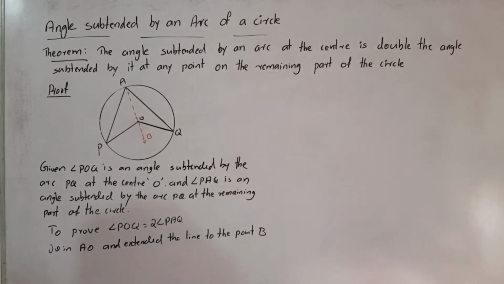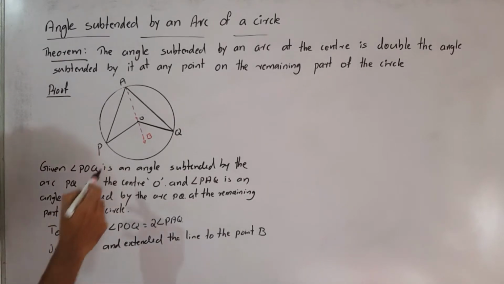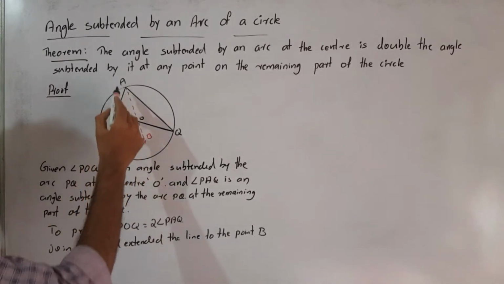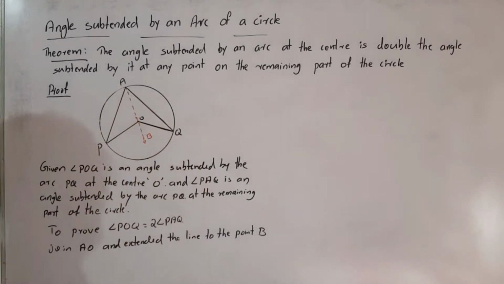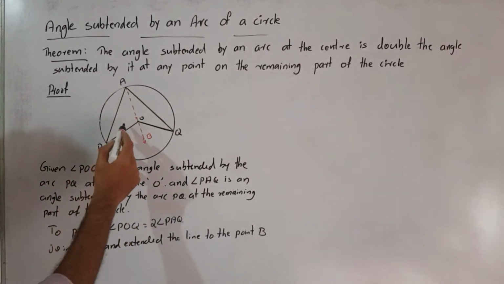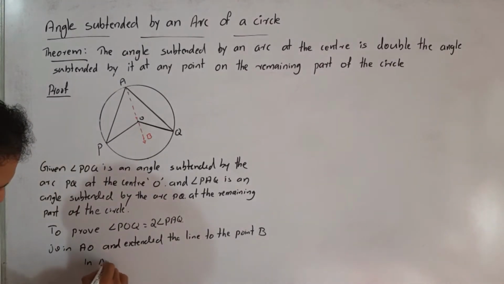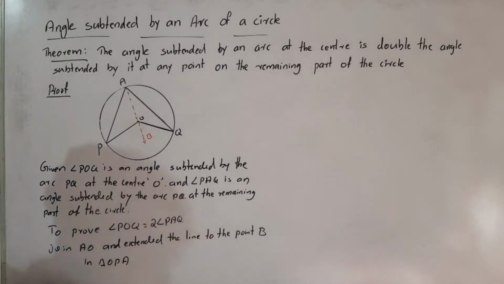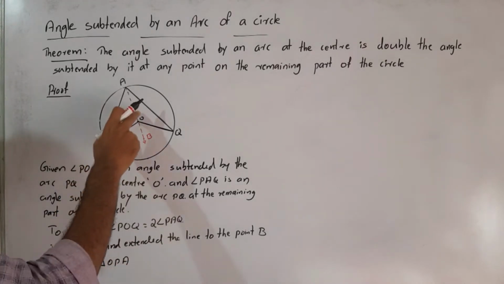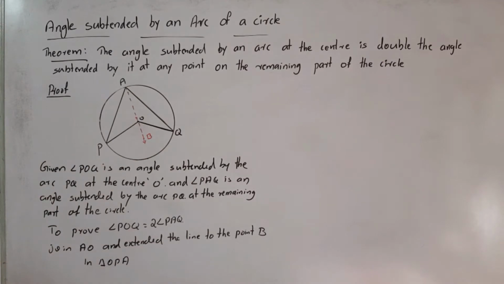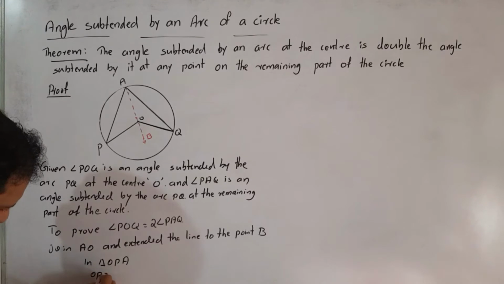If we join AO, at that time we get the two triangles OPA and OQA. Then it's very clear that in triangle OPA, what are equal there? OP is equal to OA. Why? Because they are the radii of the same circle.